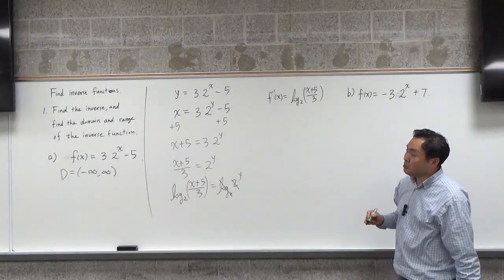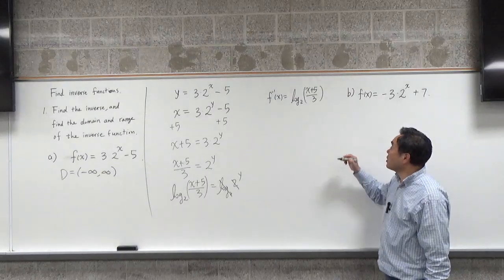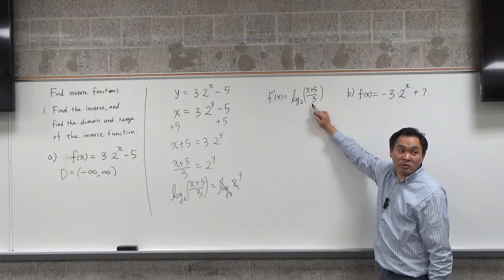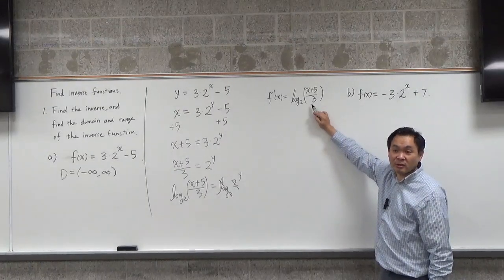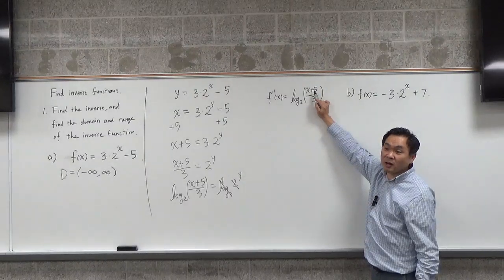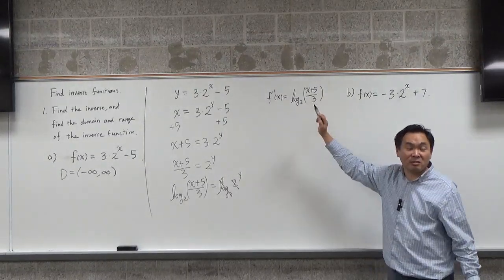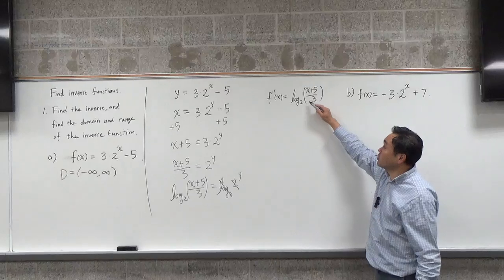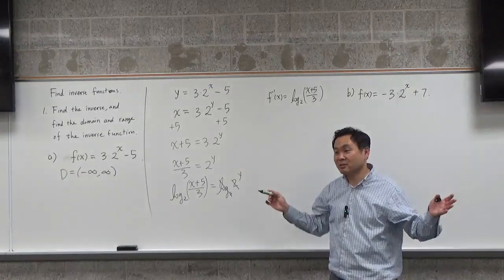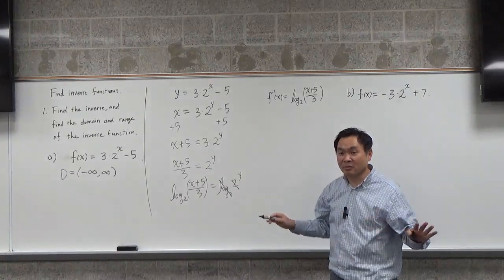We still have to figure out the domain and range. Okay, so let's look at the domain of this. Can you plug in -1 into this function? Is that okay? -1 plus 5 is positive 4, 4 over 3. That's a positive number. As long as you have a positive number inside the log, it's fine. Yeah, it's perfectly fine.